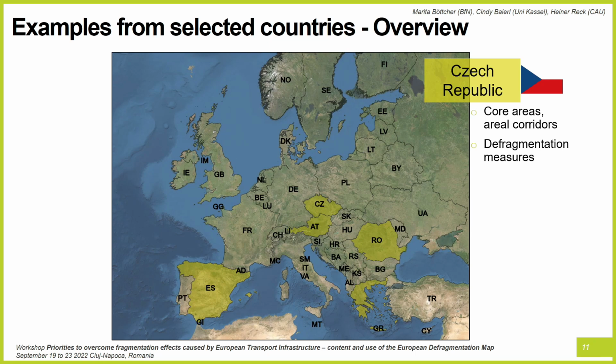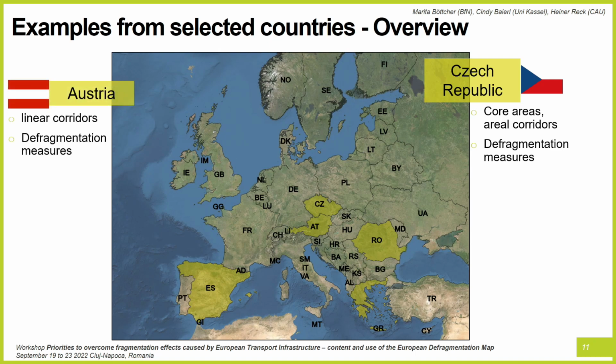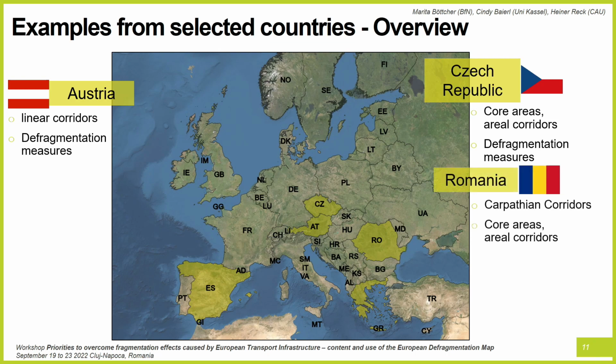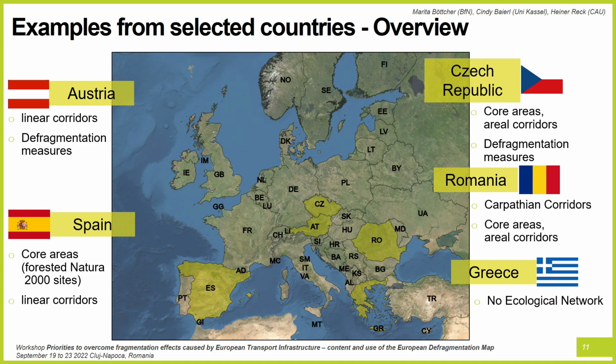So we will introduce to you the Czech Republic with its ecological networks consisting of core areas, area corridors, and defragmentation measures. Then we have Austria with these linear corridor types I explained to you before, and as well defragmentation measures. We have Romania as an example with Carpathian corridors consisting of core areas and area corridors. We have Greece, a country without any national ecological network. And last but not least, Spain, with core areas consisting of just forested Natura 2000 sites and linear corridors between these areas.